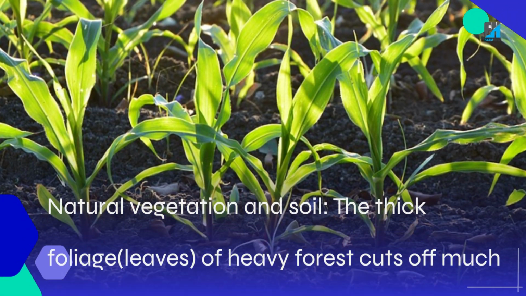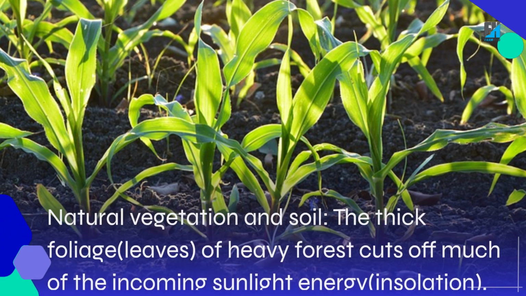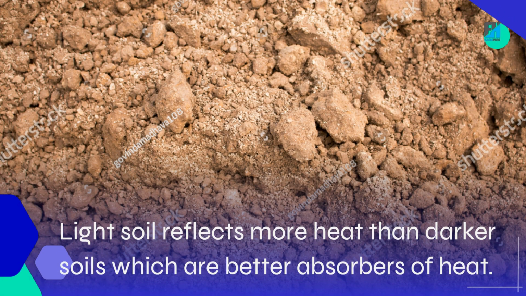Natural vegetation and soil: the thick foliage leaves of heavy forest cut off much of the incoming sunlight energy, providing insulation. Light soil reflects more heat than darker soils, which are better absorbers of heat.